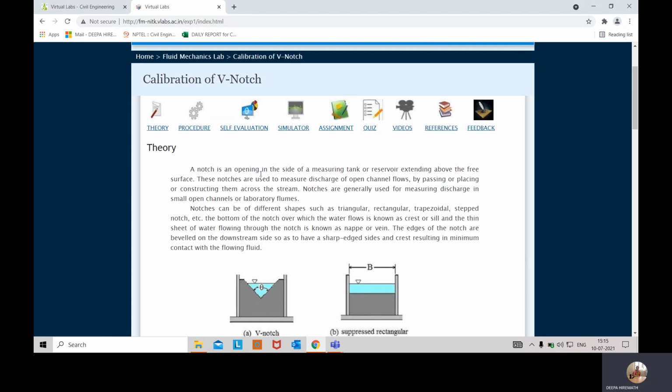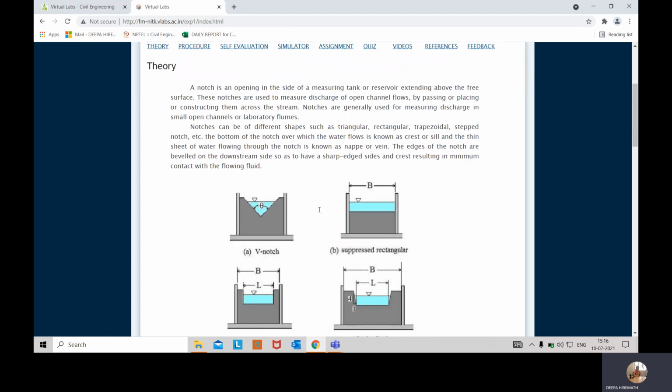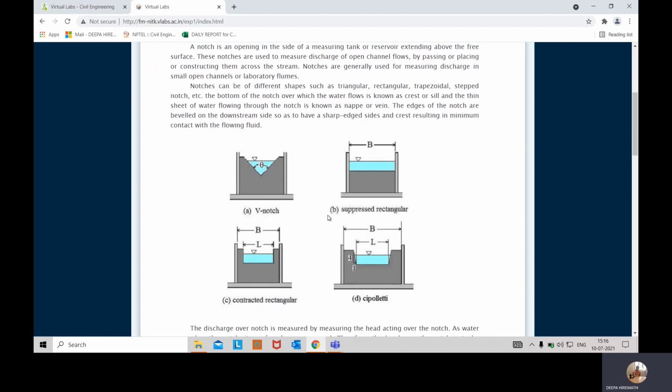As you all know, a notch is an opening in the side of a measuring tank or a reservoir extending above the free surface. These notches are used to measure discharge of open channel flows by placing or constructing them across the streams. Notches are generally used for measuring discharge in small open channels or laboratory flumes. Notches can be of different shapes. As you can see in the images, it can be a V notch of triangular shape, a suppressed rectangular notch, a trapezoidal notch, and a stepped notch.